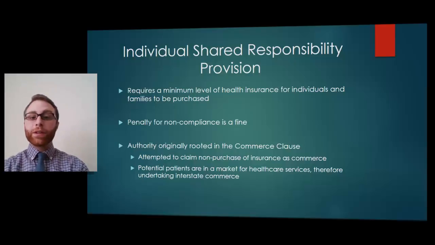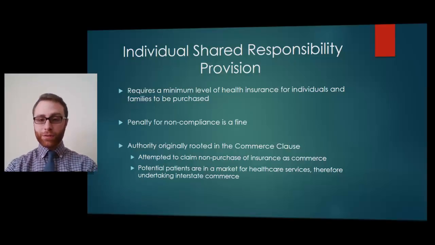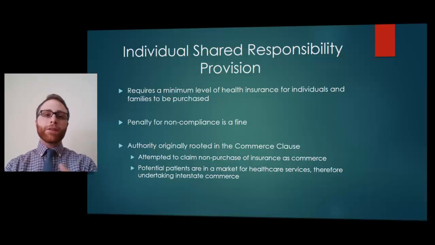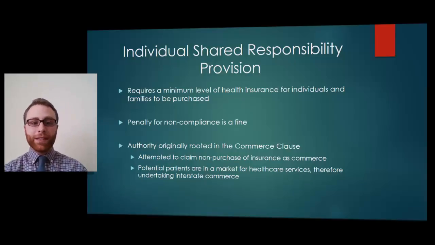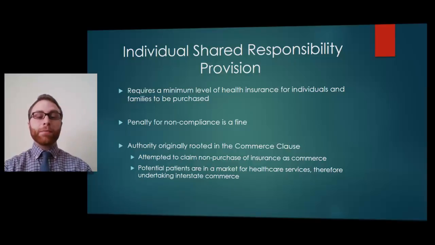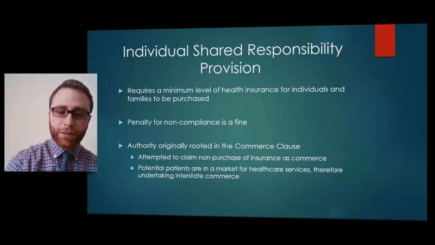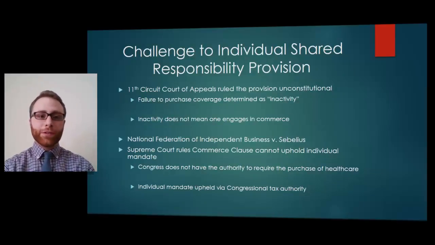The authority was originally rooted in the Commerce Clause. The Commerce Clause tried to argue that a non-purchase of insurance was commerce. This was done by stating that individuals, by the nature of their existence, are in a healthcare market. If you're walking down the street and you have a heart attack, you will likely be helped by an ambulance and by a hospital. Therefore, your state of being precludes you to being in the healthcare market, and therefore it may be regulated under the Commerce Clause, and more specifically via interstate commerce. This would give Congress the power to continue with the individual mandate.